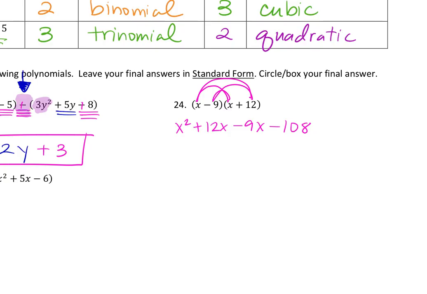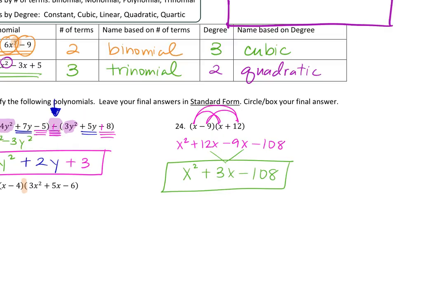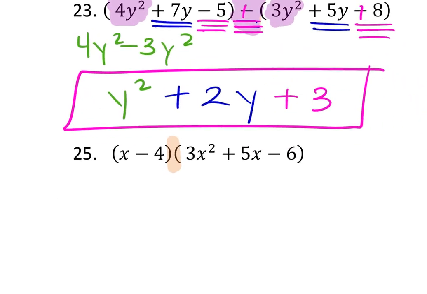What are you going to do? X squared. What's that? 3x. So plus 3x and then minus 108. So simplify as far as you can. If you are adding, they've got to be like terms. If you're subtracting, they've got to be like terms. If you're multiplying, they don't have to be like terms. Okay? All right, last one.